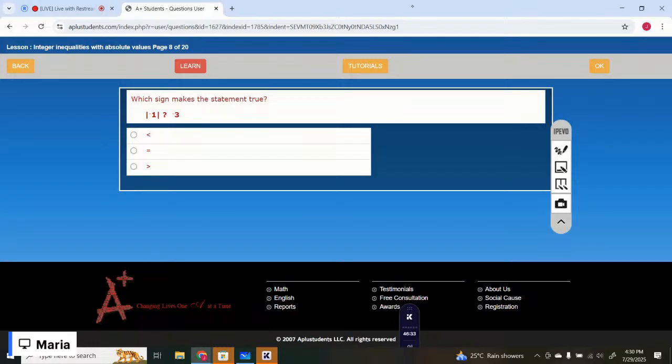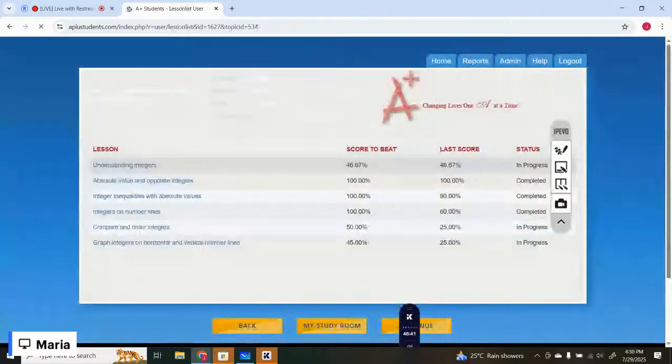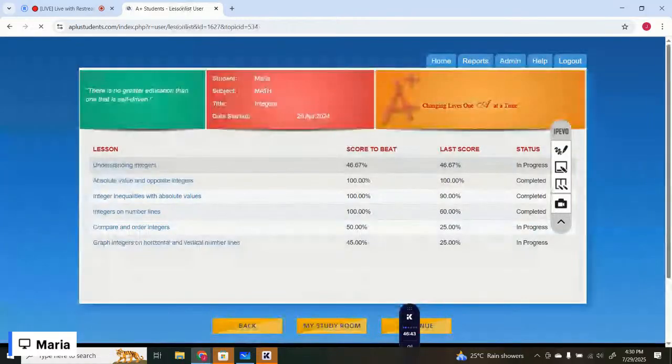So 1 is greater than negative 3, greater it is. Okay, very good. Complete the lesson yourself later today. Let me just move on to the next lesson. The next lesson is integers on the number line.